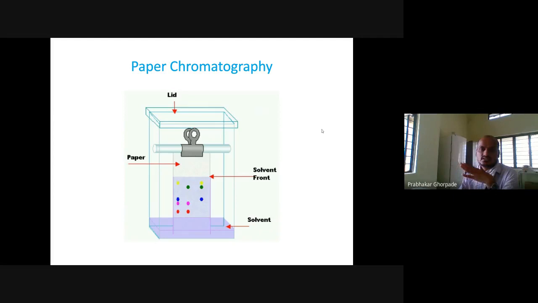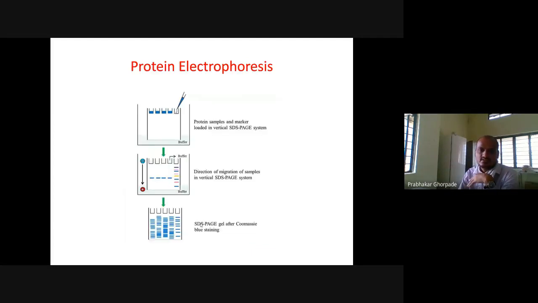So this one is paper chromatography. We have the paper here, and we put the solvent here, with the solvent front. We apply our reagents here, and the solvent should travel upward. So you can observe the solvent front here. Protein electrophoresis is also there. Likewise, the protein sample you can load here in this polyacrylamide gel. It will travel down in SDS, sodium dodecyl sulfate polyacrylamide gel, and you can observe the bands of the protein. So in our laboratory, you can observe the protein bands also.